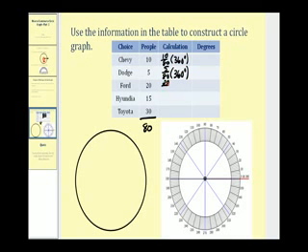Next would be 20/80ths of 360 degrees. 15/80ths of 360 degrees. And the last category is 30/80ths of 360 degrees. Again, we could simplify these fractions, but there's really no need if we're going to use the calculator. So now these products will tell us how many degrees of the circle each category should represent.